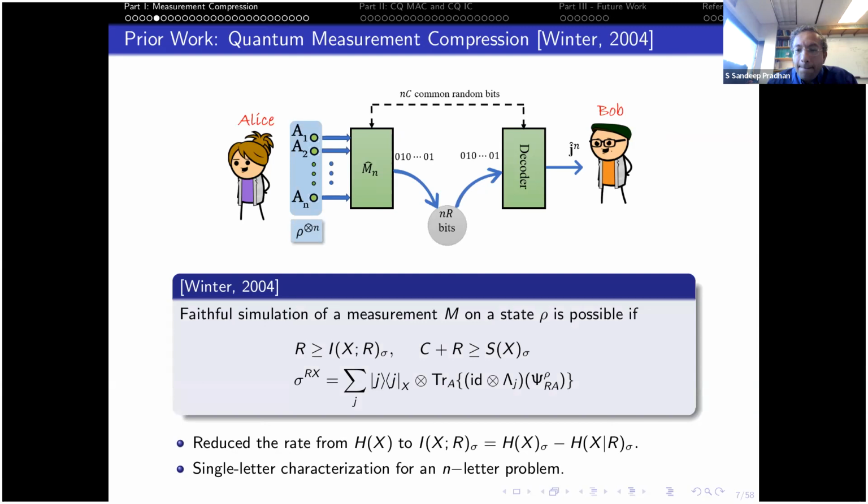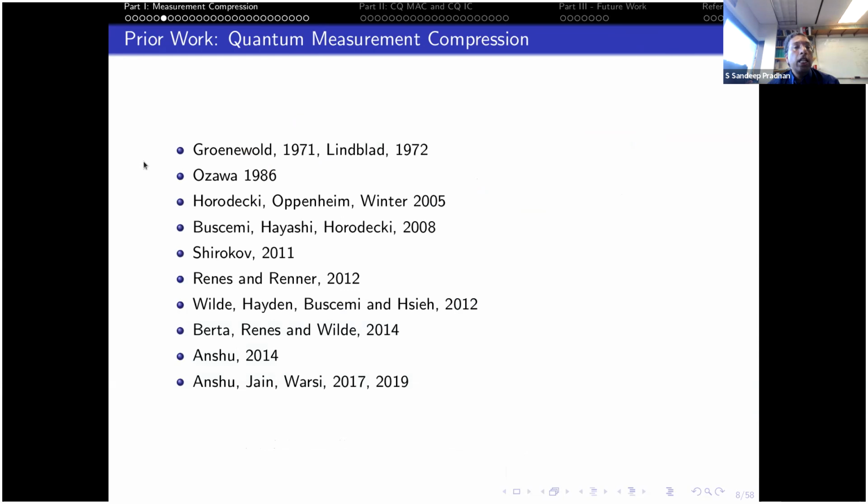All right, so let's proceed. There has been a lot of work on this topic, starting from the 1970s, where people were looking at what is the information content of quantum measurements and how we can reduce the rate of storage. And the recent work is by Anshu, Jain and Warsi, where they looked at the one-shot approach to this problem.